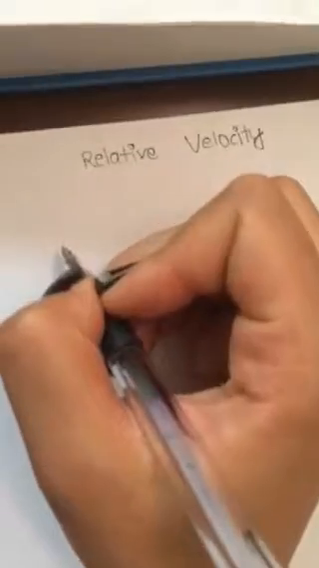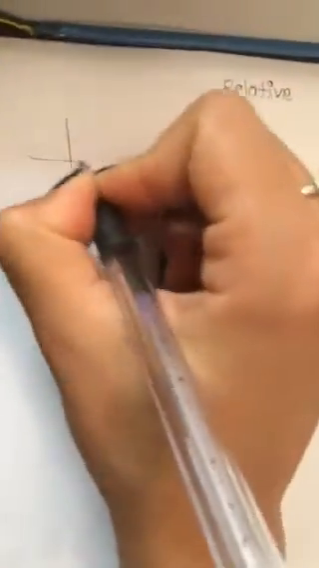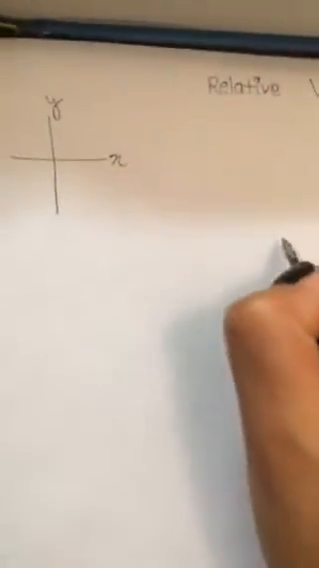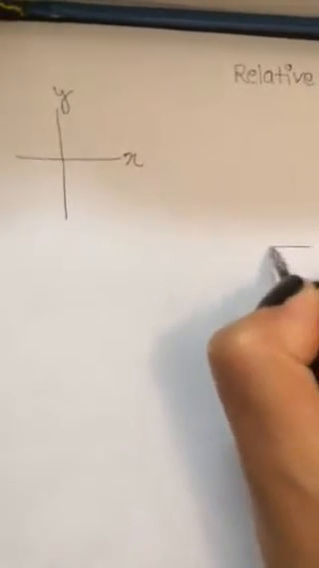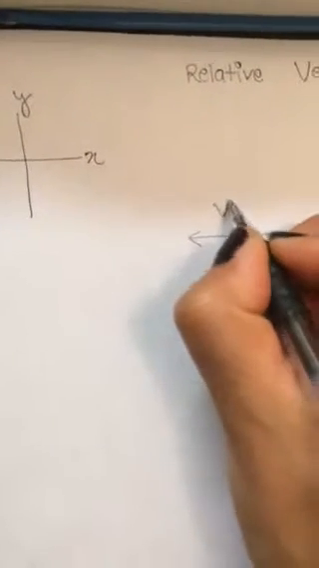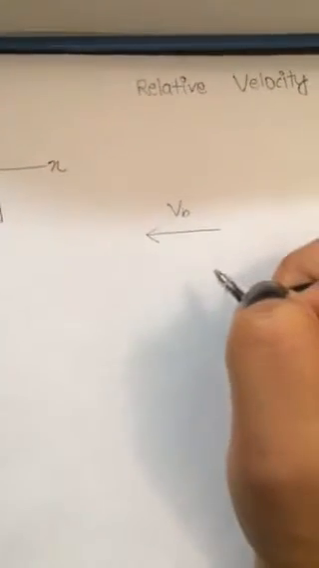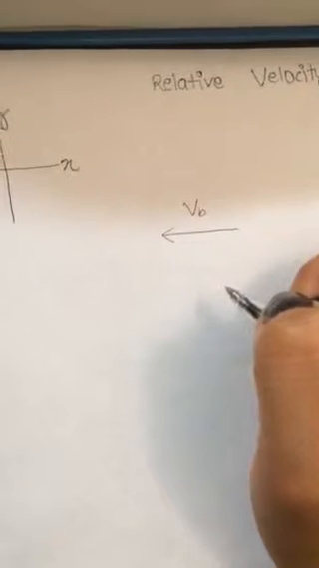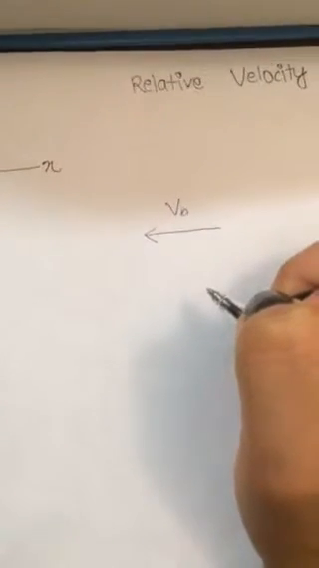Let's say the speed of the conveyor belt be 15.0 centimeters per second, and let's say this is the X direction and Y direction. Let's say the conveyor belt is moving towards the negative X axis, and let that be VB. The width of the glass is 72.0 centimeters.